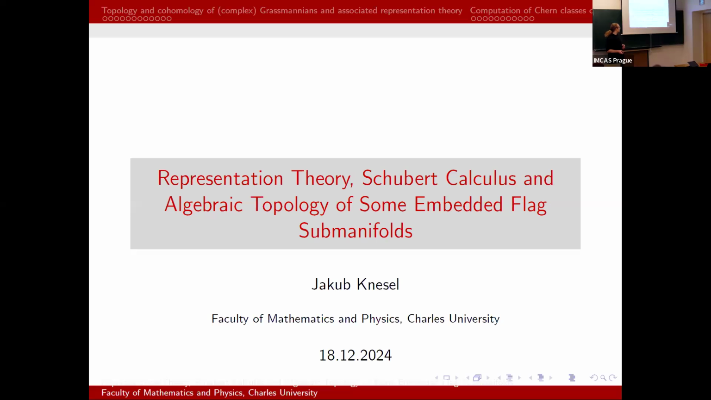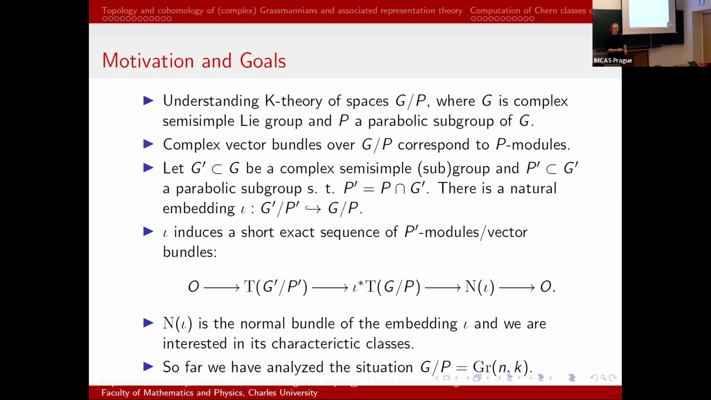So in this project, we were trying to compute characteristic classes of normal bundles of embeddings of homogeneous submanifolds, mainly using representation theory and Schubert calculus. Our overall goal is to understand the K-theory of the quotient spaces G/P, where G is a complex semi-simple Lie group and P a parabolic subgroup of G.